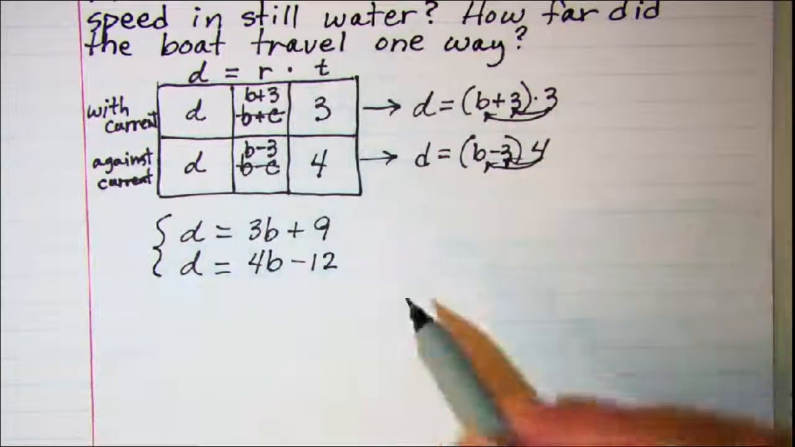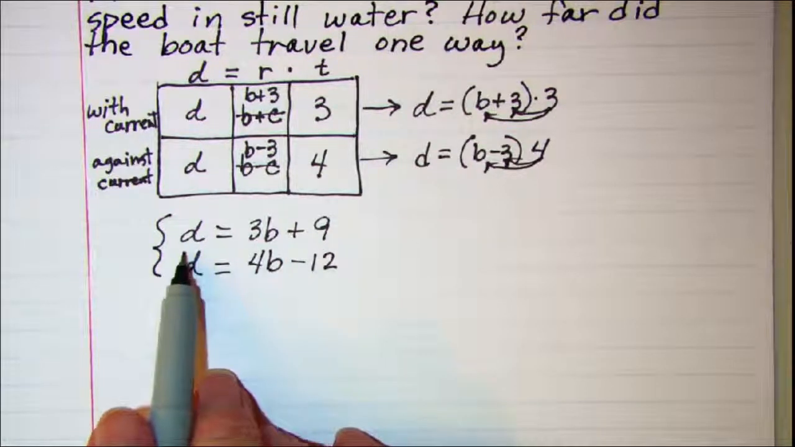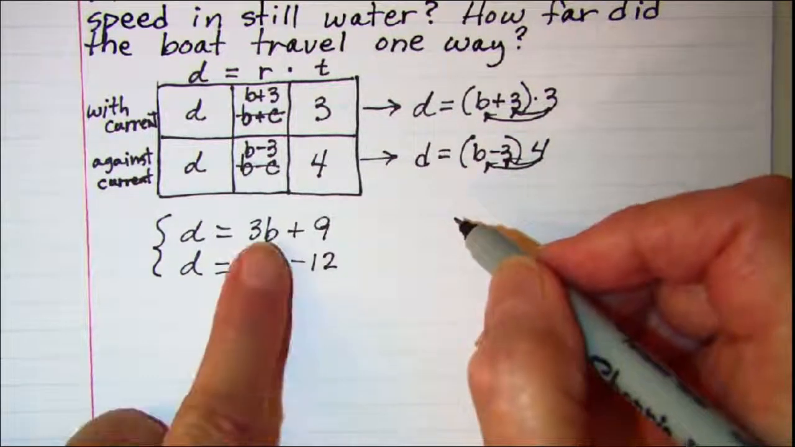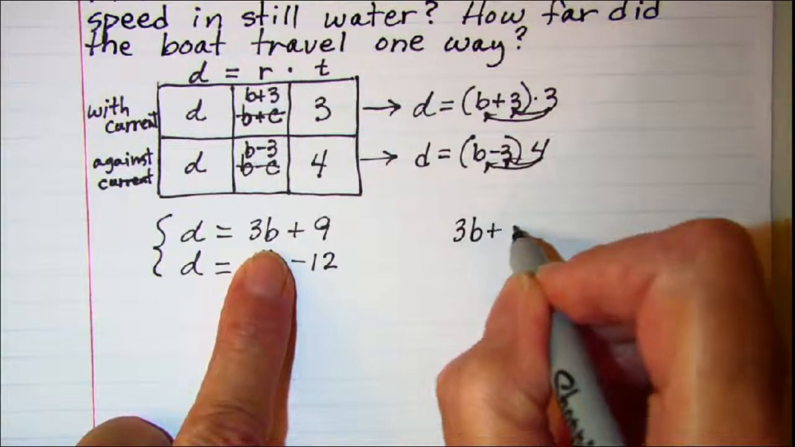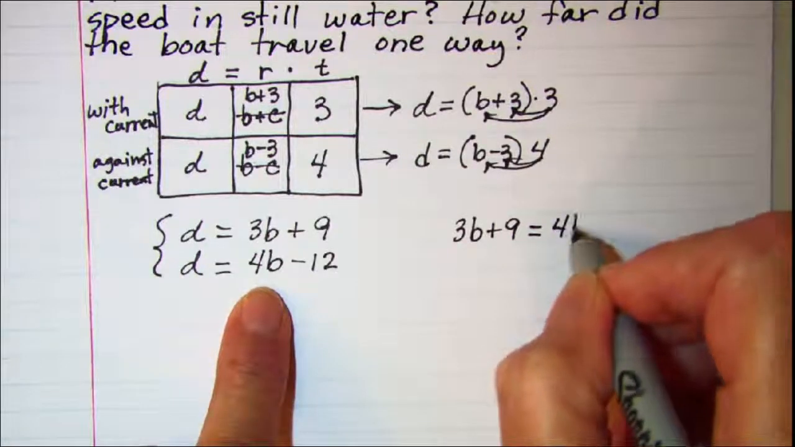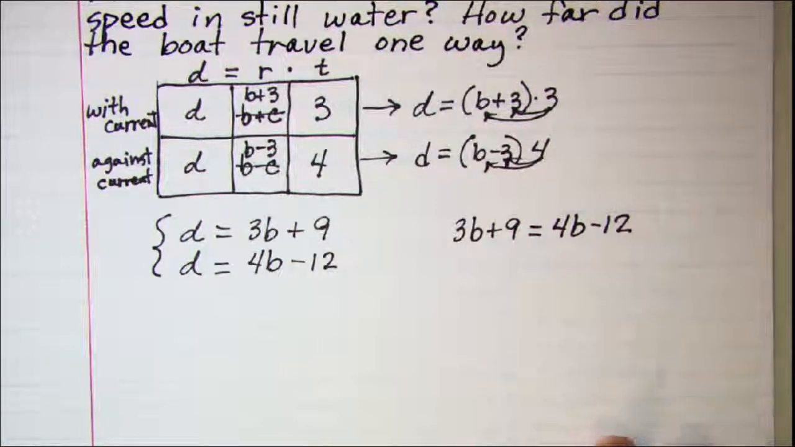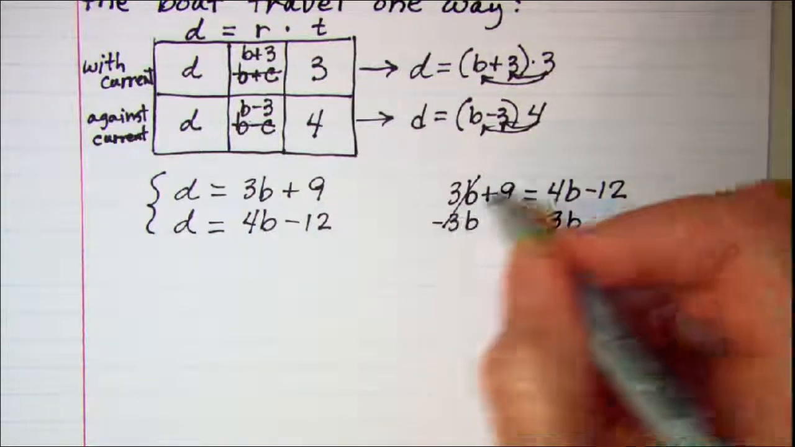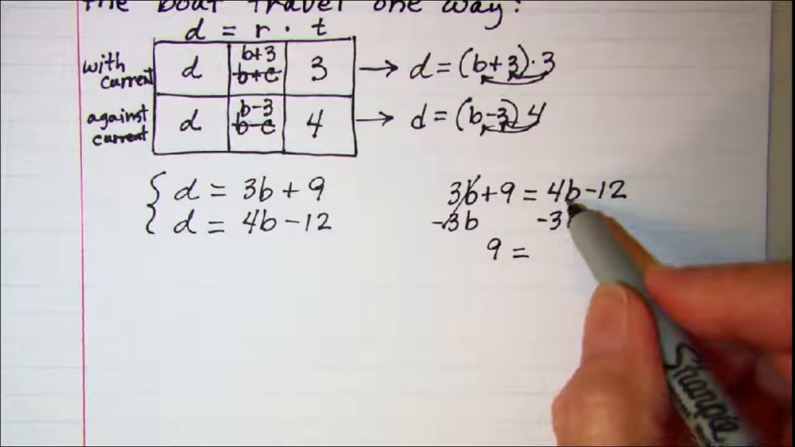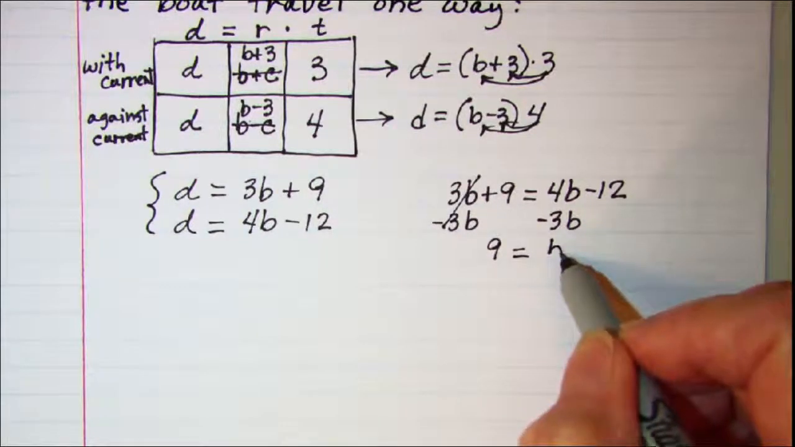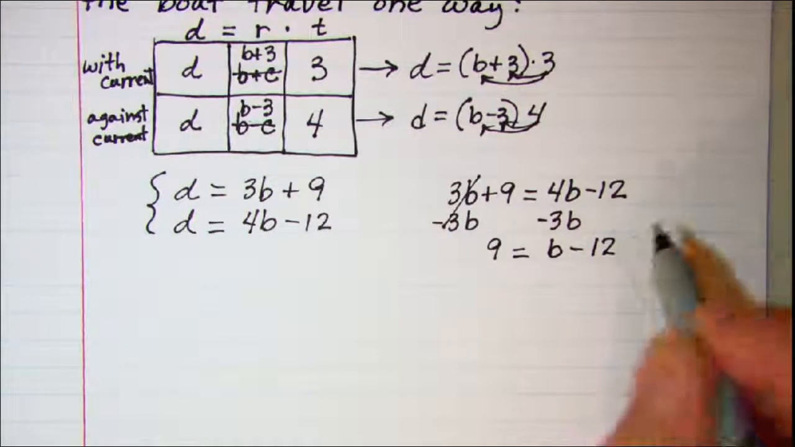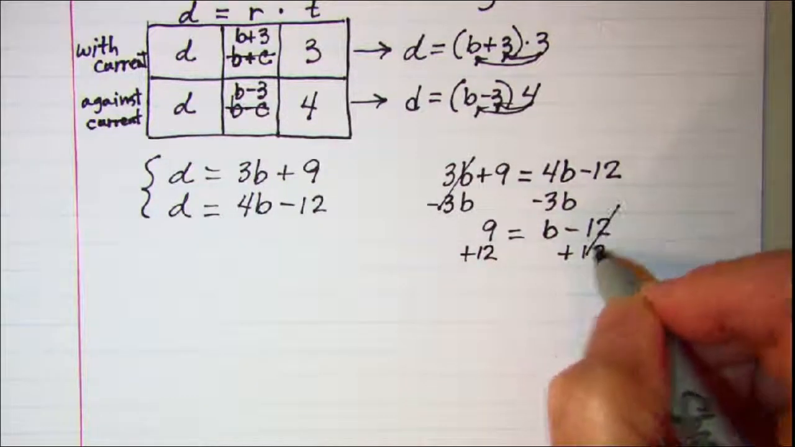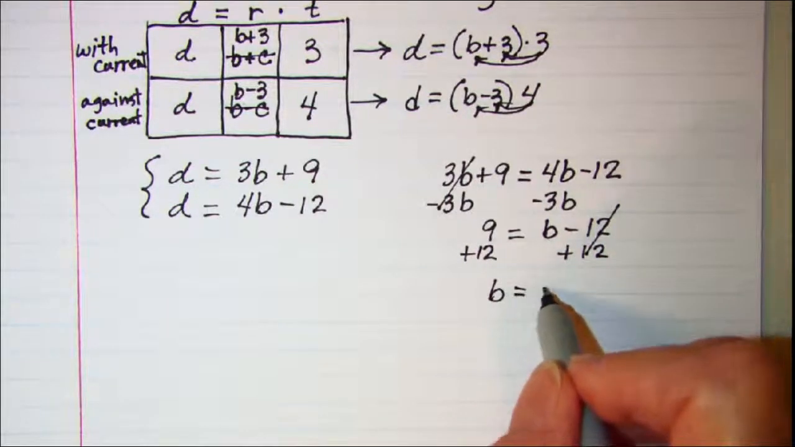So this is a system of equations in two variables, B and D. Since they're both equal to D, I can set them equal to each other. So 3B plus 9 is equal to 4B minus 12. Let's subtract 3B from both sides. These will cancel. I have 9 is equal to 4B minus 3B, which is 1B, and then I still have minus 12. Let's add 12 to both sides. These will cancel, and I have B is equal to 21.